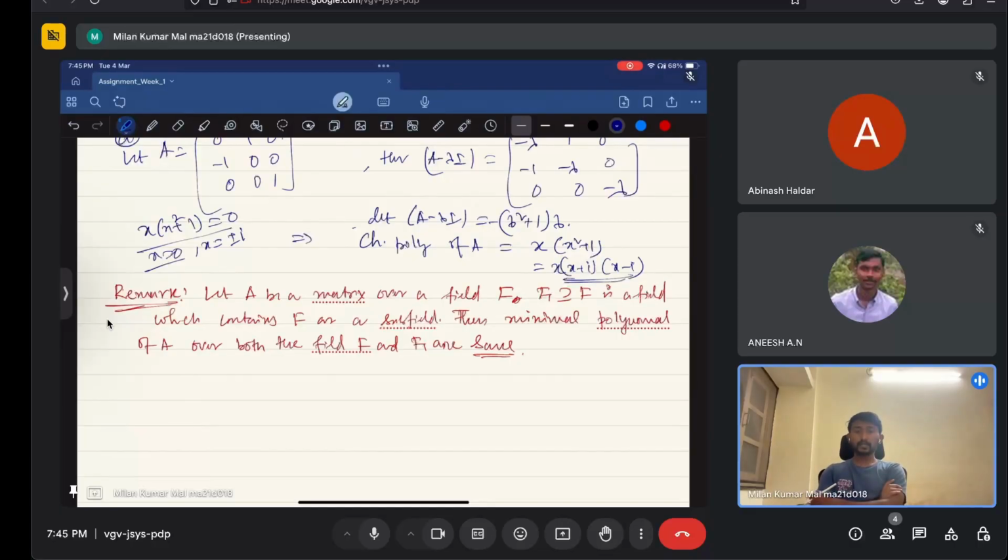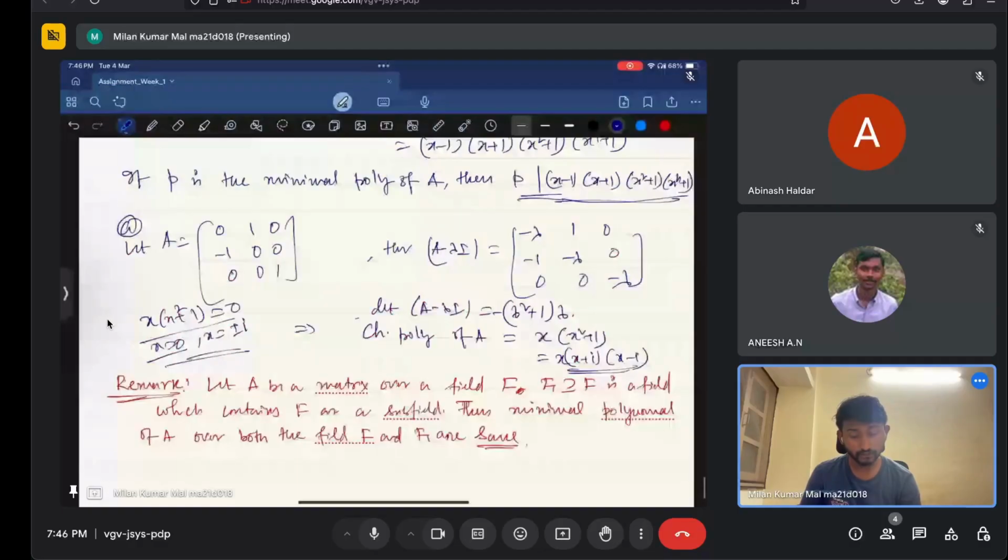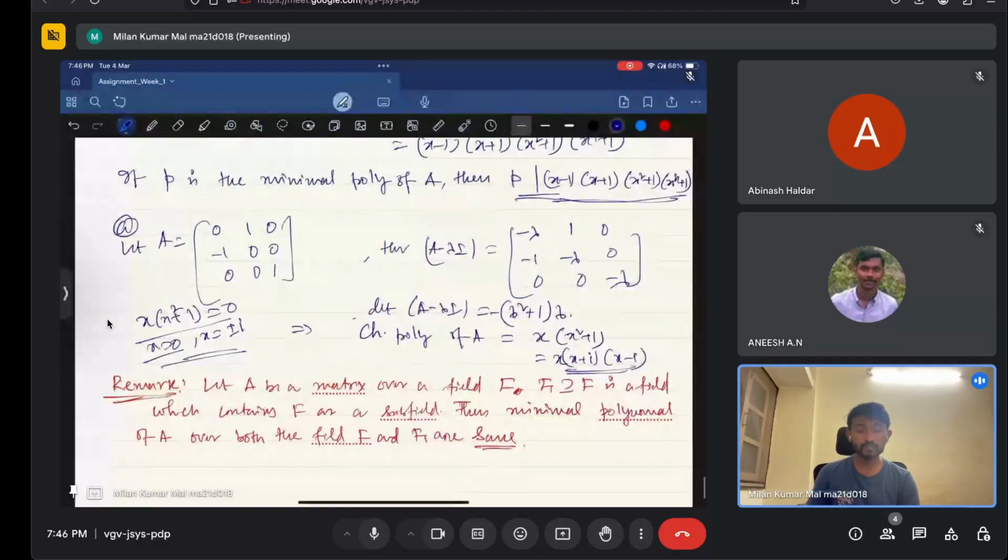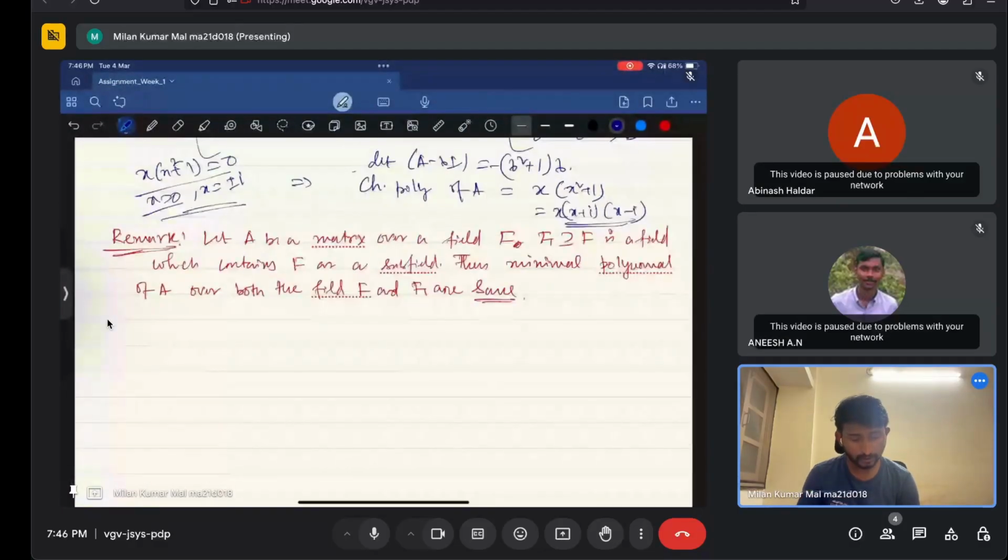But if we consider this as a matrix over the complex field, because that is the linear operator with respect to the standard ordered basis, then it has three eigenvectors corresponding to 0 and plus or minus i. So the main point here is that the eigenvalues may change if we change the field, but the minimal polynomial will not change at any cost. The characteristic polynomial will obviously not change, and the minimal polynomial will also not change.